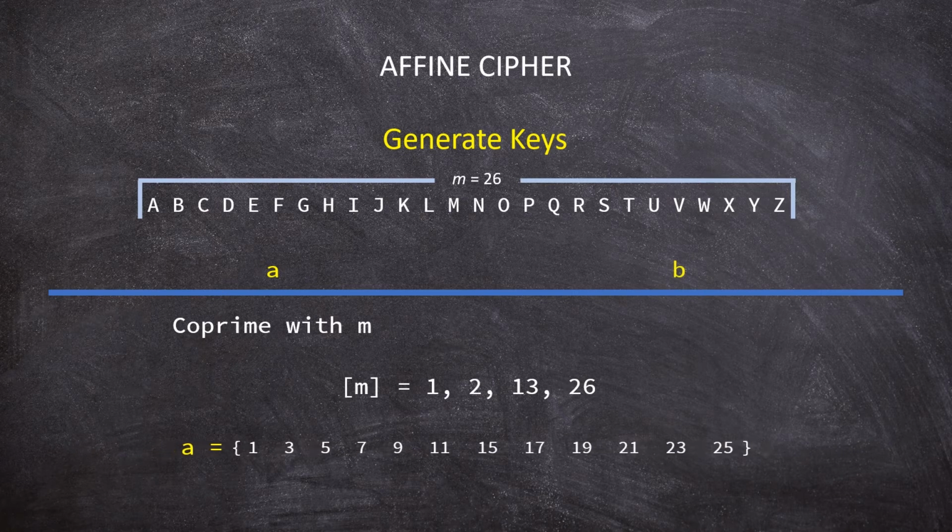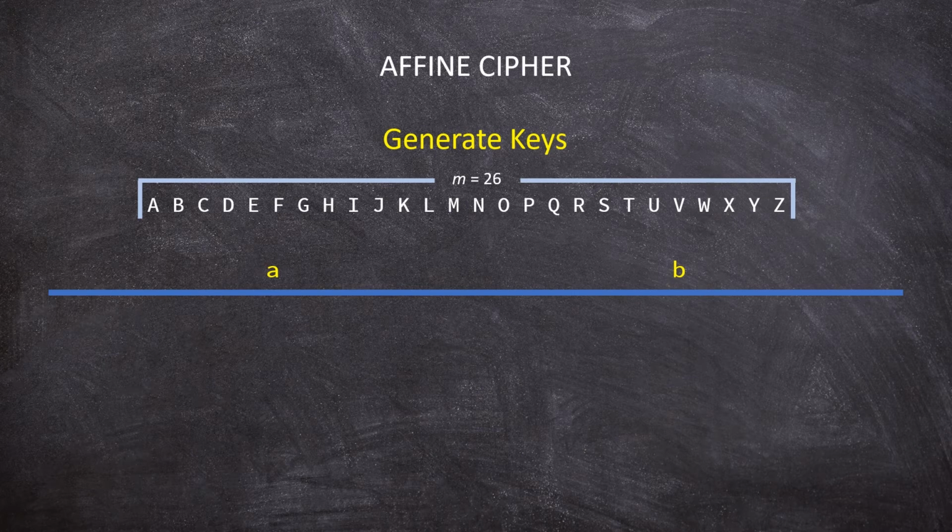The end result is a list of numbers that are co-prime with the length of the alphabet, and it's from this list that we must select a value for the variable a. We now have enough information we need to generate our key, so for this demonstration, I'll go ahead and choose two numbers, 15 for A and 23 for B. These two numbers will now represent our encryption key.